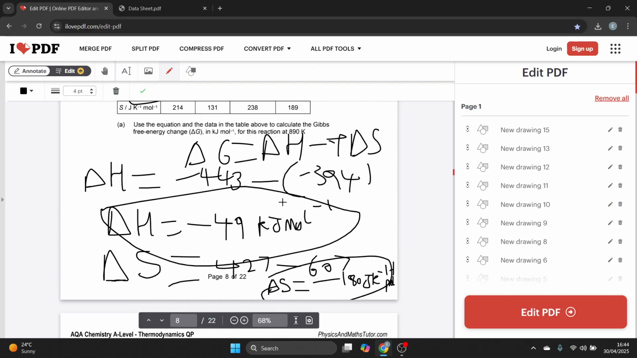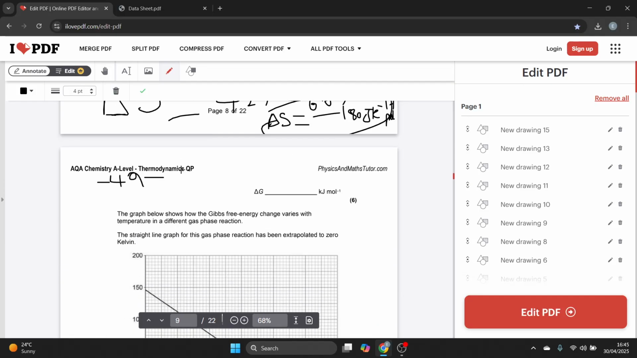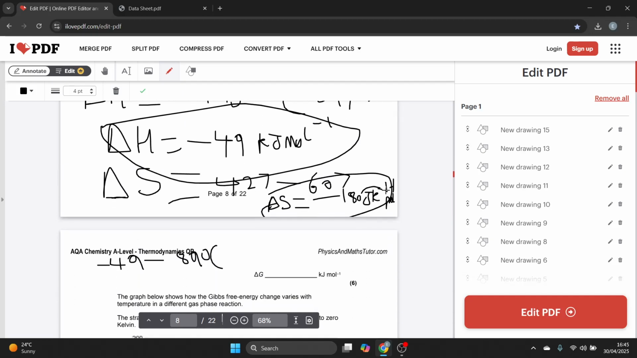And I want delta G. Well, delta G is delta H, minus 49, minus T, temperature in Kelvin, 890, times delta S. Well, delta S is minus 180 joules. I want delta G in kilojoules, so I need to divide it by 1000. So it's minus 0.180, and that's really important because that's where most students go wrong. And that's why they're not going to get the final 2 marks. And you should get 1, 1, 1, 1, 1, 1.